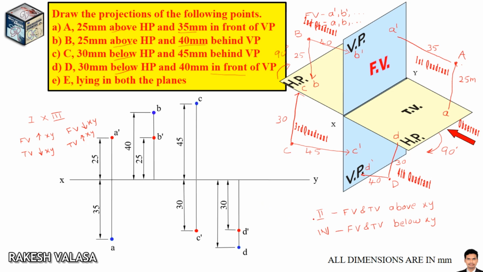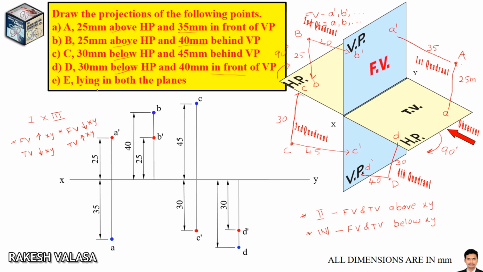One is second quadrant, fourth quadrant. In the second quadrant, front view, top view are above XY. In the fourth quadrant, front view, top view are below XY. In the first quadrant, front view is above XY, top view is below XY. And in the third quadrant, front view is below XY, top view is above XY.